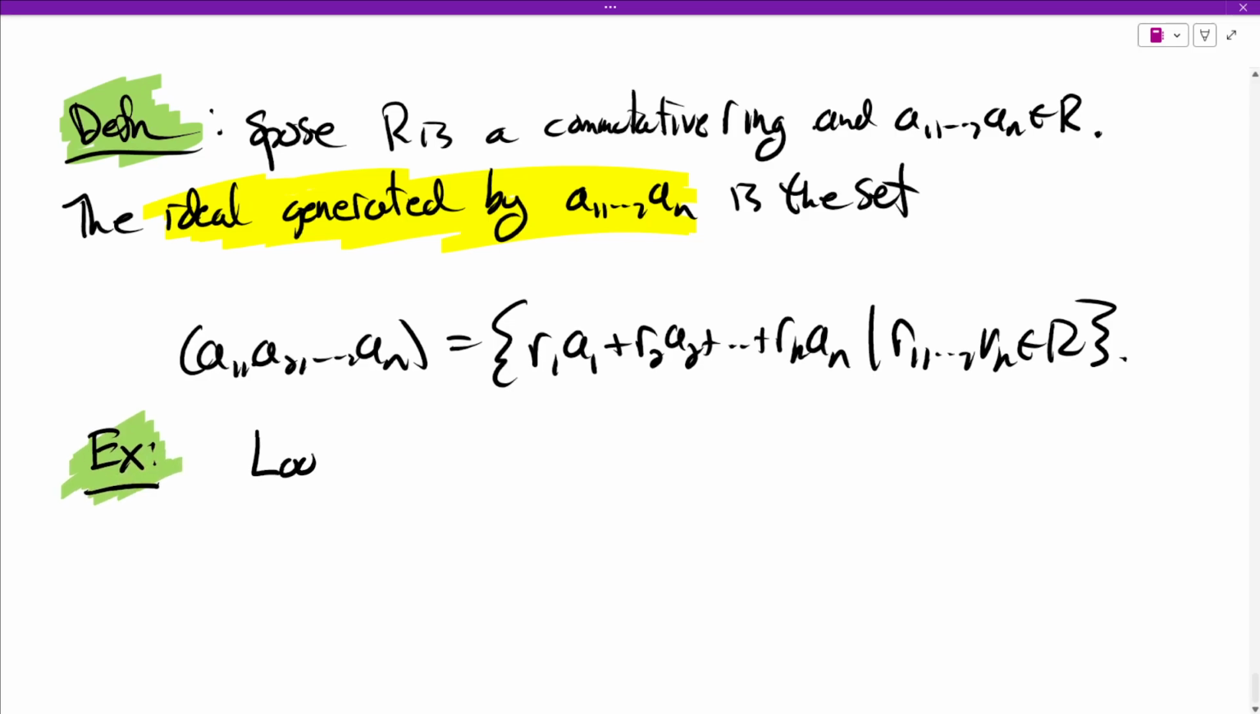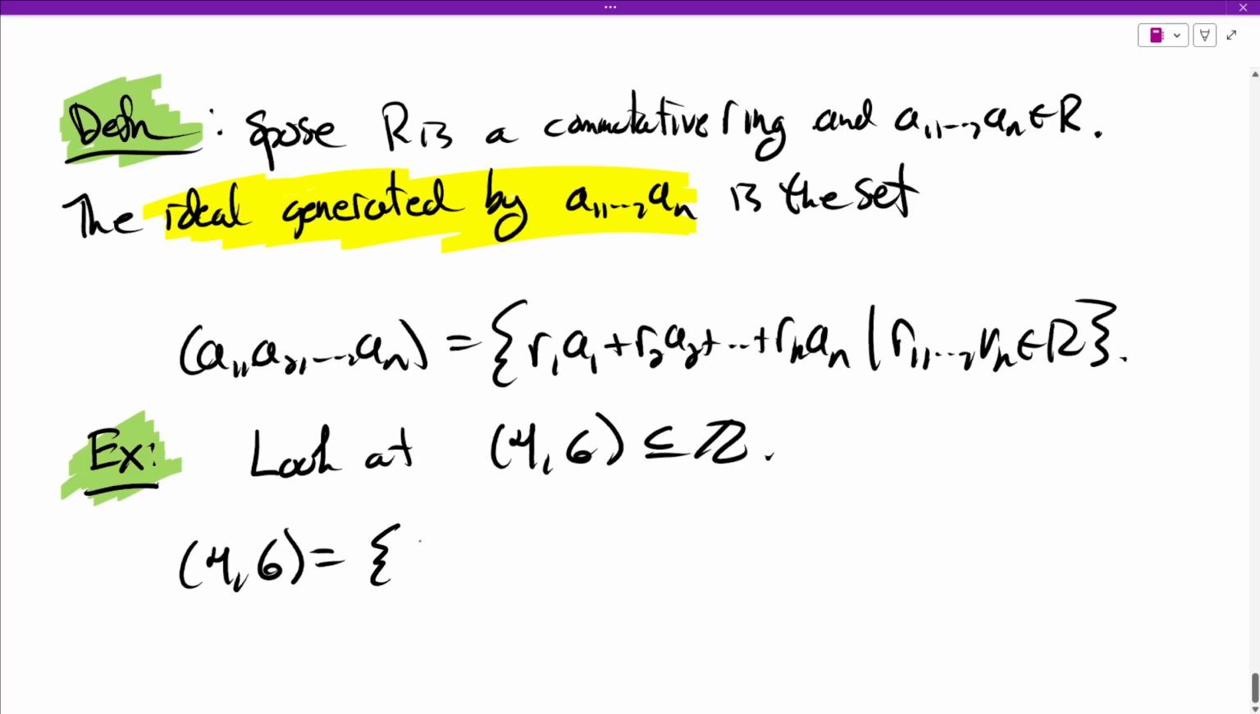Let's look at the ideal generated by 4 and 6 in Z. So what is this? The ideal generated by 4 and 6 is the collection of all Z-linear combinations of 4 and 6. I'm going to put the elements of our ring on the right instead of the left.